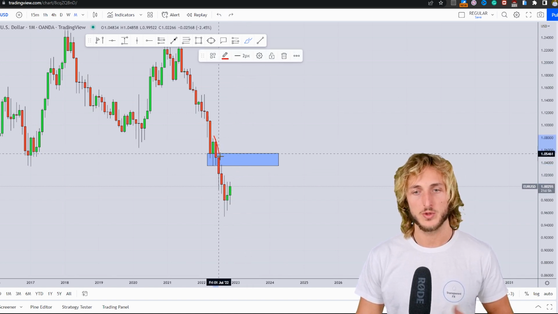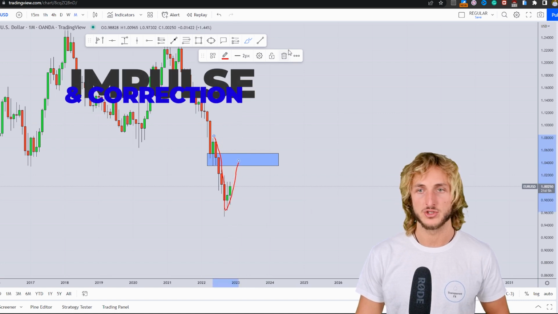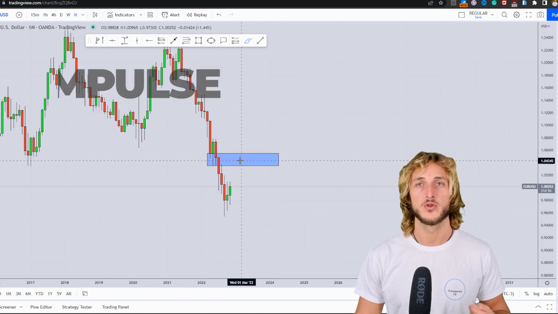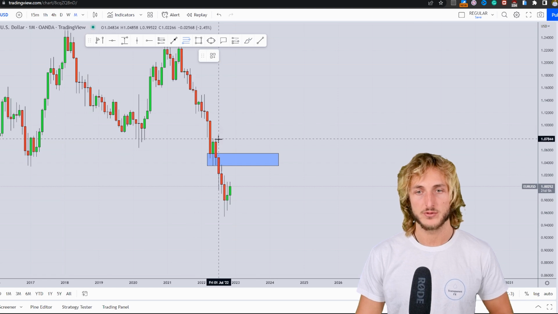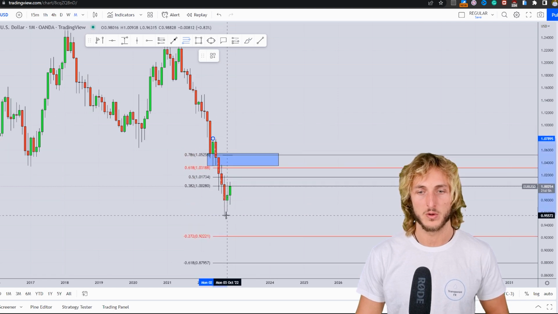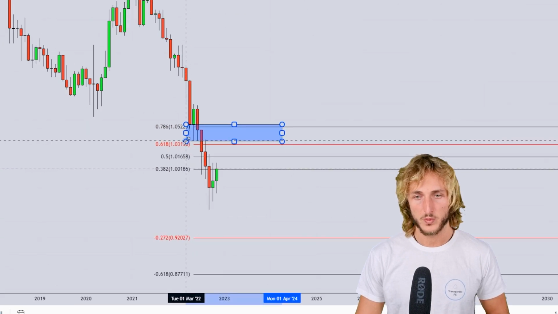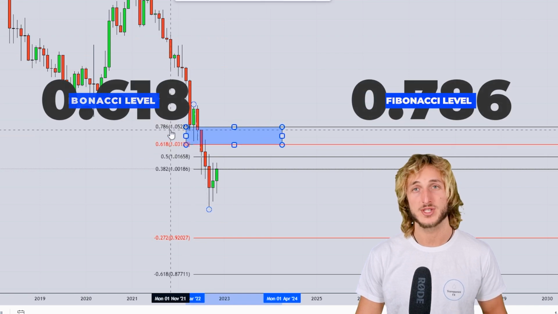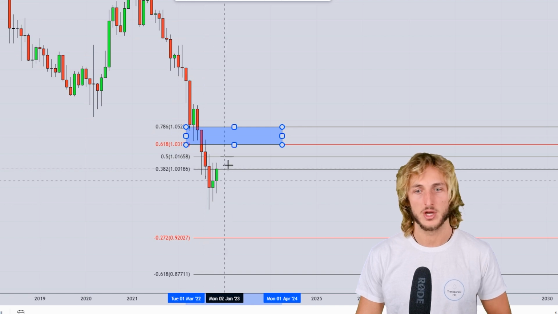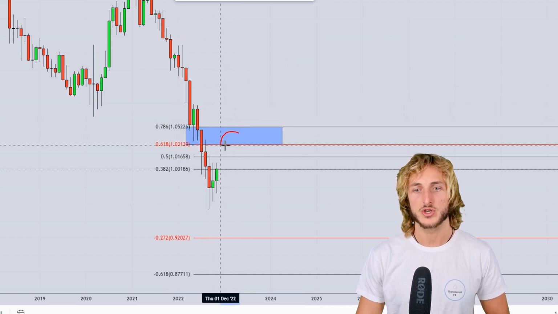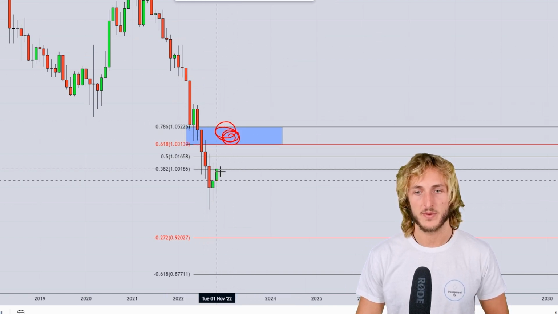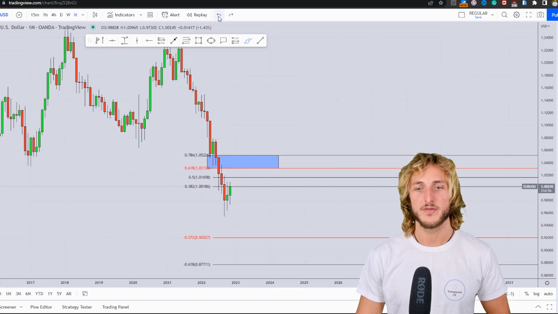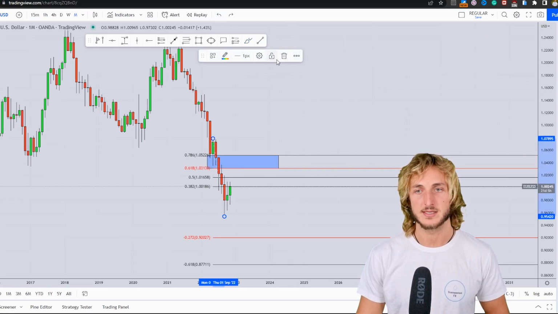We can also notice how we do have an impulse and a correction. And in general, after an impulse, if you want to measure the correction, you have to take your Fibonacci from the high to the low of the impulse. And if we do that, we can see how we have the 0.618, which is the golden ratio, and 0.786 of the Fibonacci taken on this monthly impulse, which are currently lining up in this area, which we have good probabilities of the market going and testing.